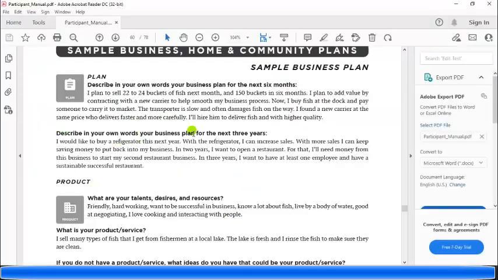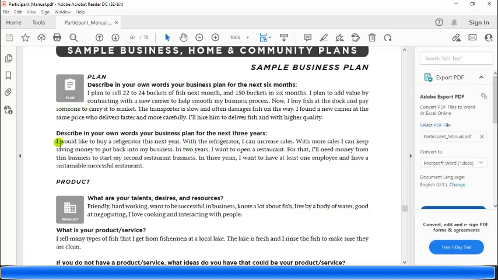Describe in your own words your business plan for the next 3 years. I would like to buy a refrigerator this year. With the refrigerator, I can increase sales. With more sales, I can keep saving money and put it back into my business. In 2 years, I want to open a restaurant. For that, I will need money from this business to start my second restaurant business. In 3 years, I want to have at least one employee and have a sustainable, successful restaurant. So this is somebody's business plan for the next 3 years.